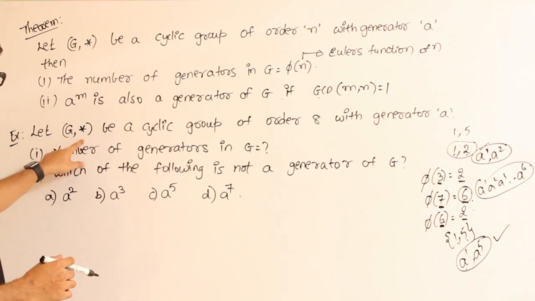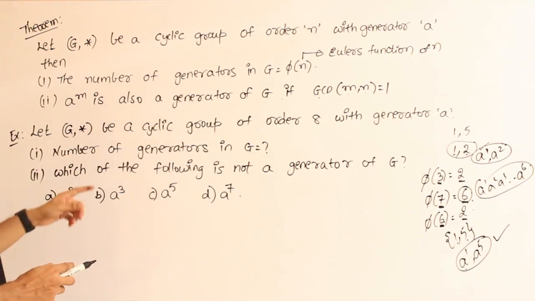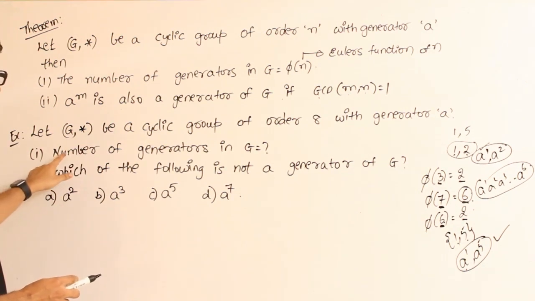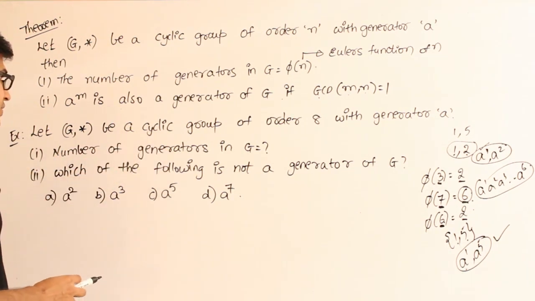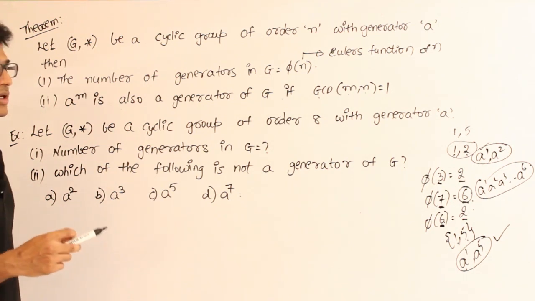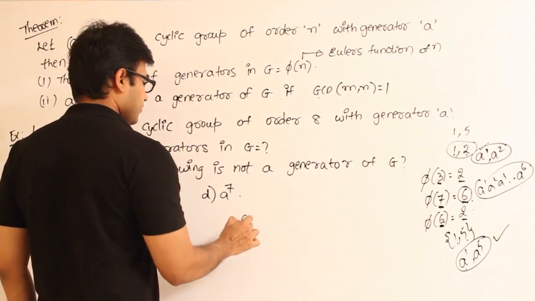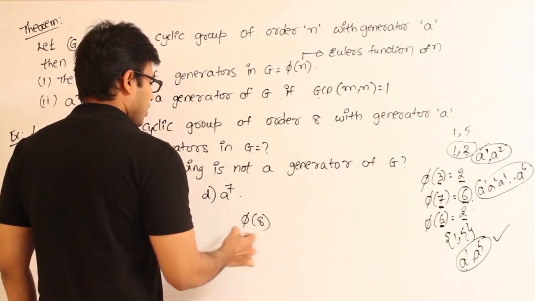Let (G, *) be a cyclic group of order 8 with a generator a. Then the number of generators in G is, now we know that the number of generators in a cyclic group is simply phi of n. So in this case, phi of 8. So what is phi of 8?